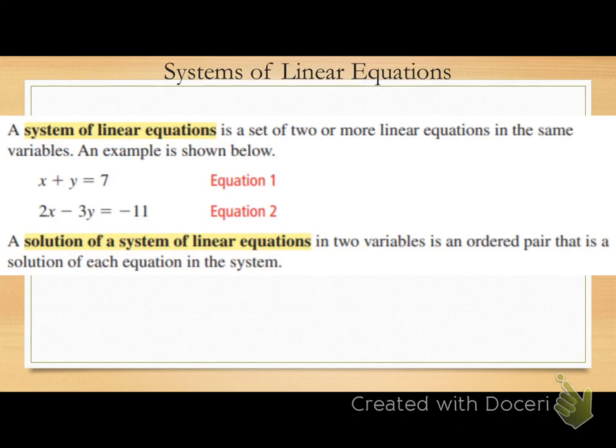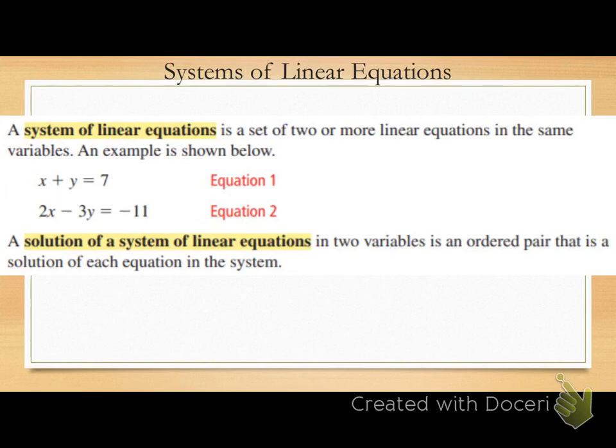First, let's talk about what a system of equations is. A system of linear equations is a set of two or more linear equations in the same variables. An example is shown below. x plus y equals 7. 2x minus 3y equals negative 11.